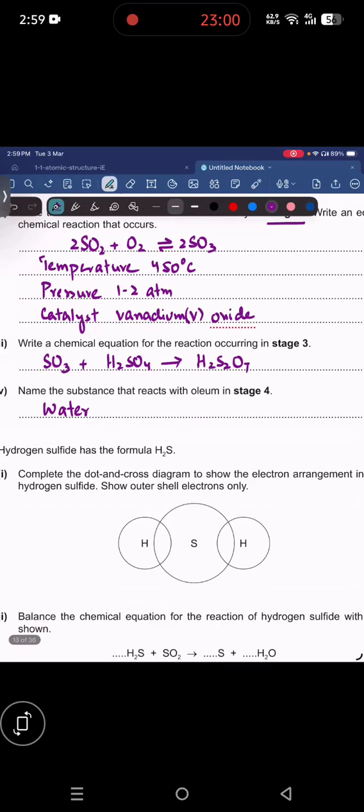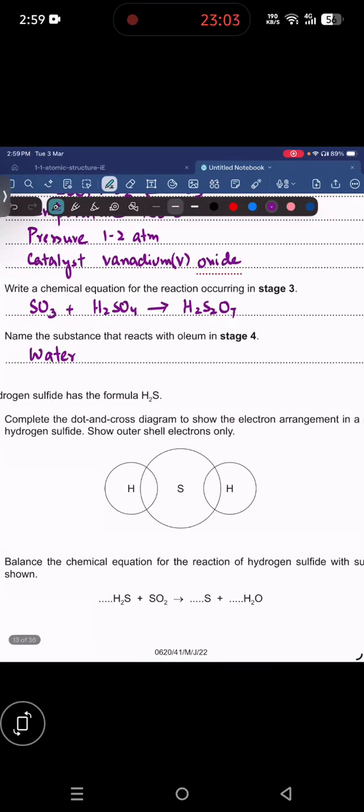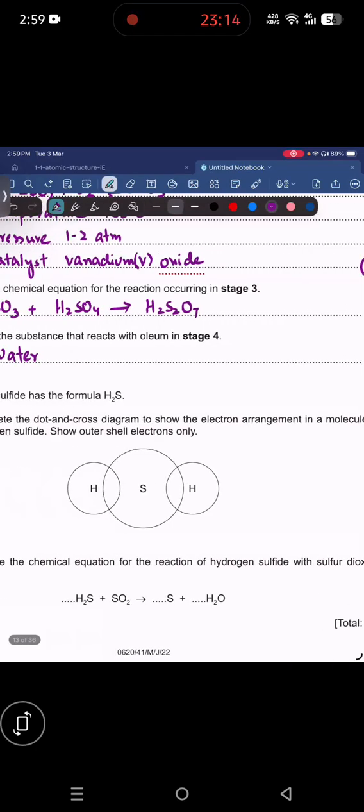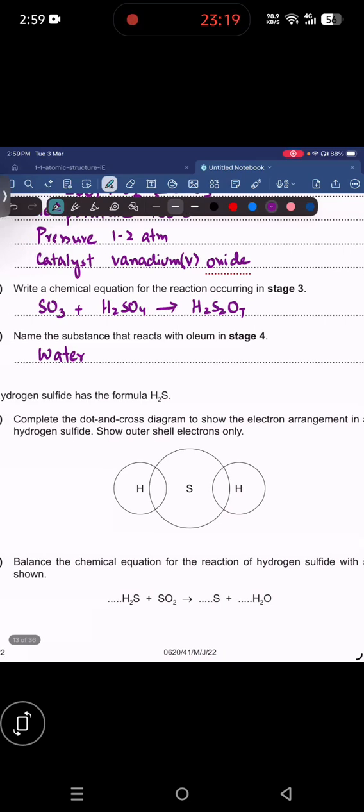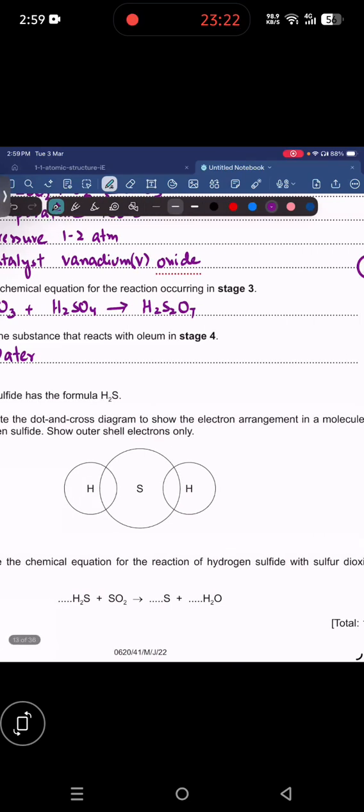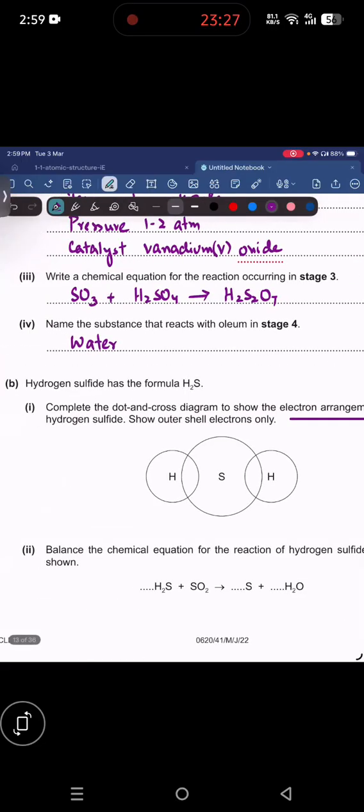Now, here is a diagram. We have to complete this dot and cross diagram. Let's check if there is any requirement that we have to choose the dot for the hydrogen and the cross for the sulfur. Complete the dot and cross diagram to show the electron arrangement in a molecule of hydrogen sulfide. There is no requirement from the examiner that you have to take cross for the sulfur and dot for the hydrogen.